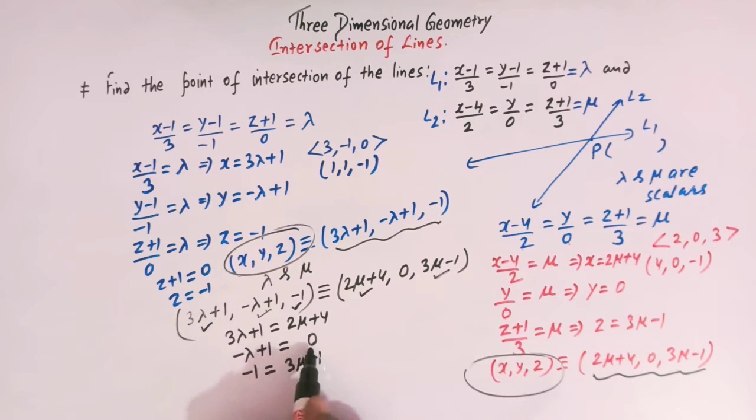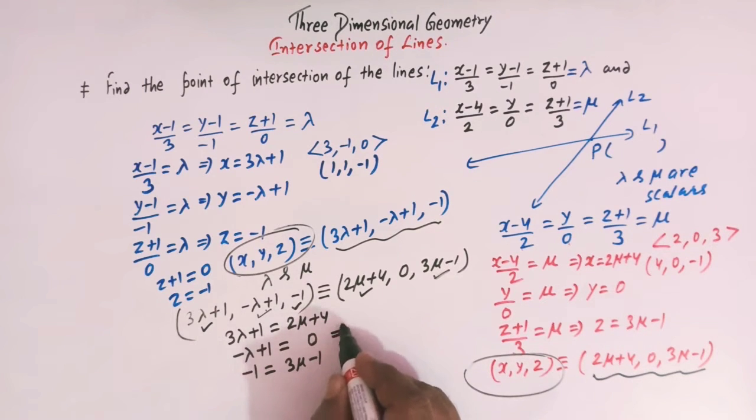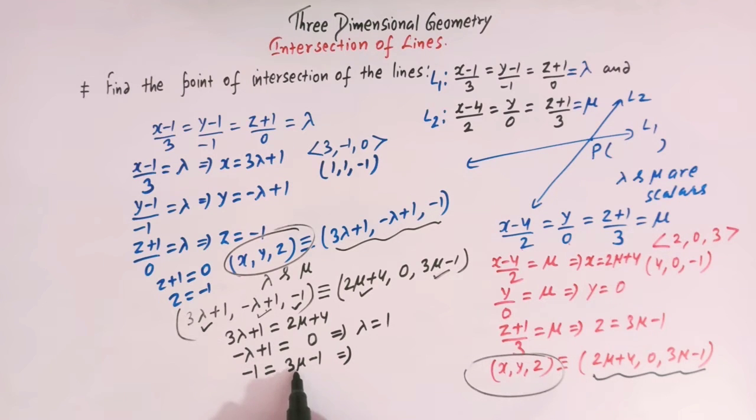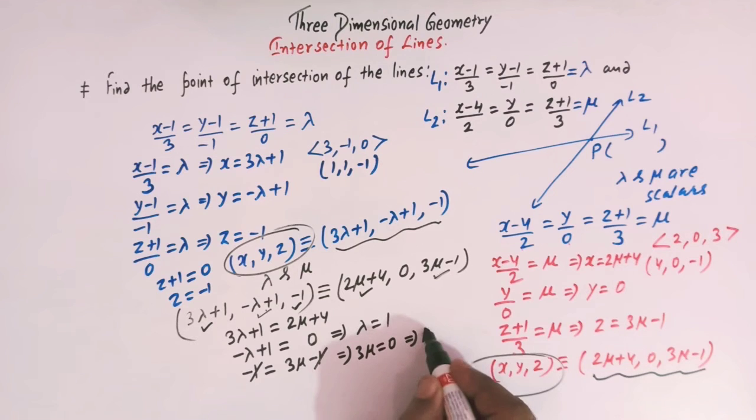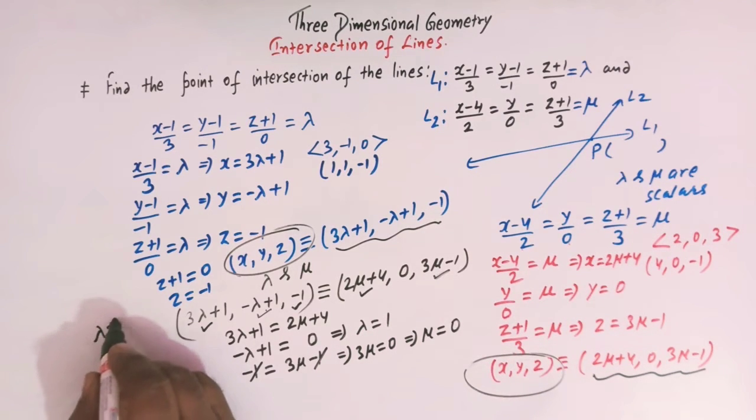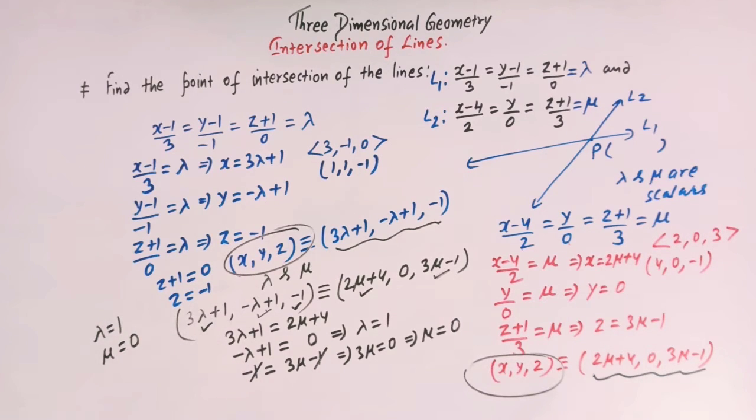So here we see that if we take this equation, we get lambda is equal to 1, right? And if we see this equation, this minus 1 and this minus 1 get cancelled, and we are left with 3 mu is equal to 0, so mu is equal to 0, right? So we have obtained lambda is equal to 1 and mu is equal to 0, right, from these two equations.